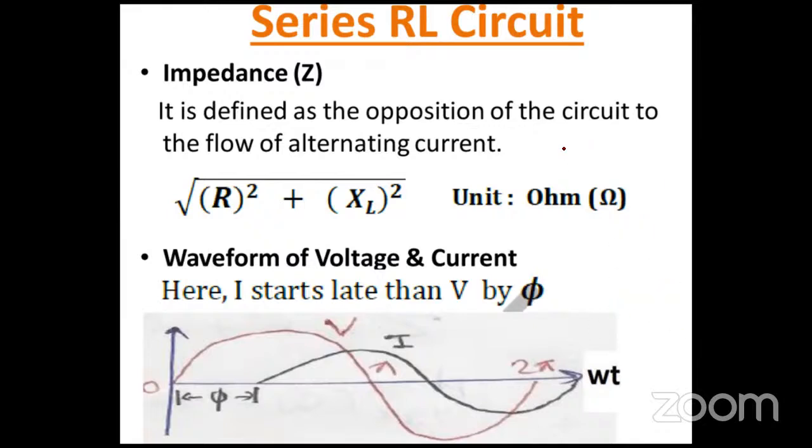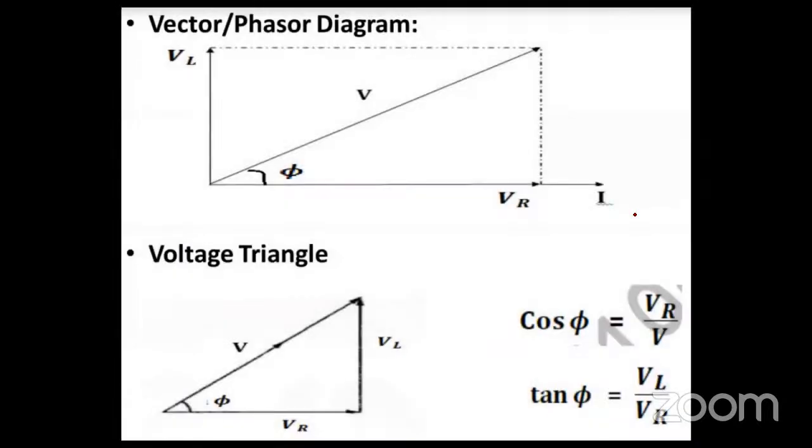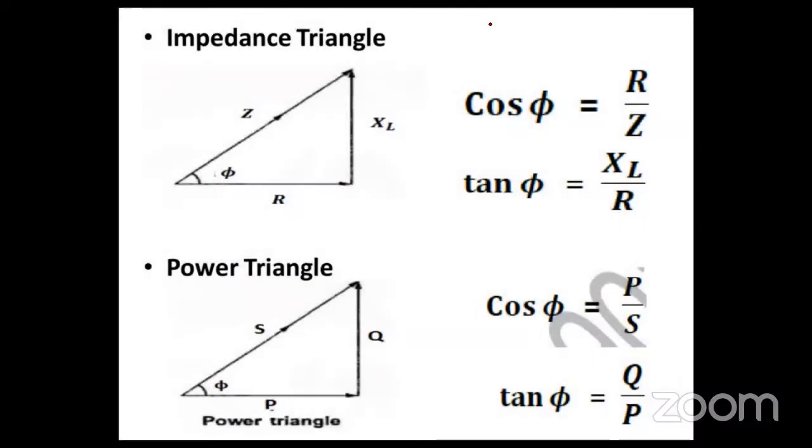Then we also showed the triangles. This is a vector diagram. We showed the voltage triangle, impedance triangle, and the power triangle.